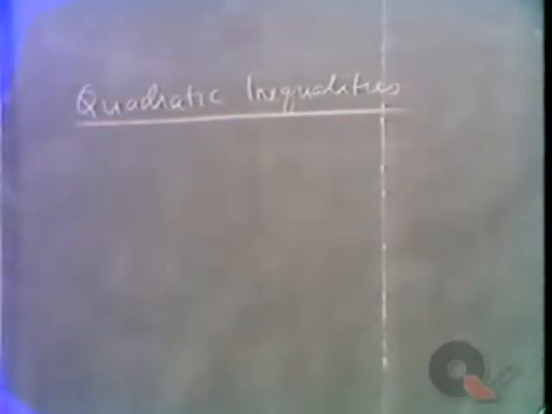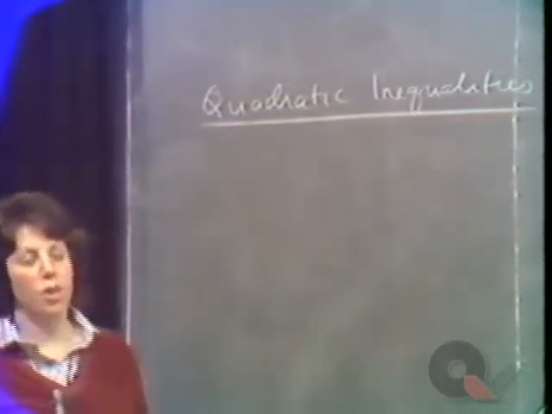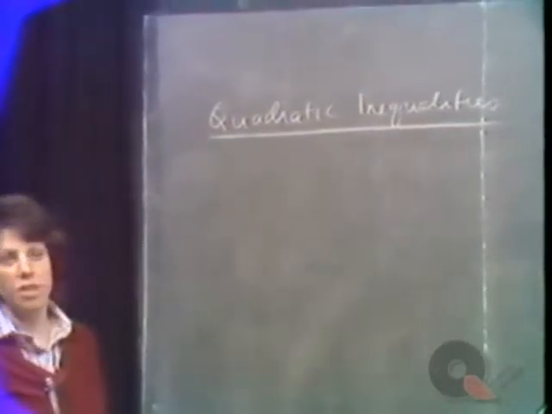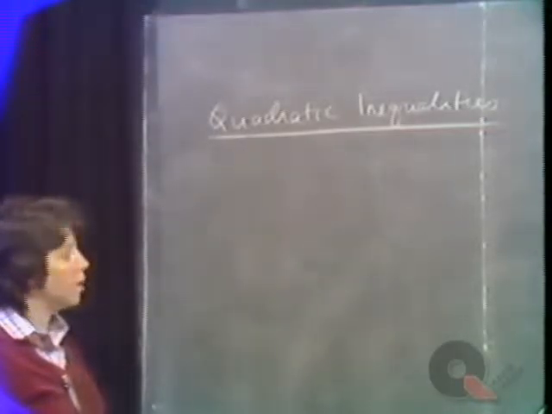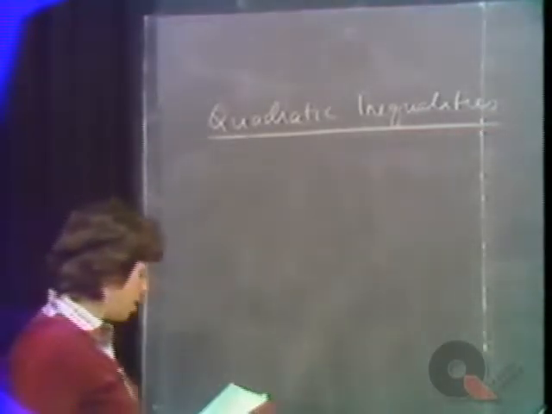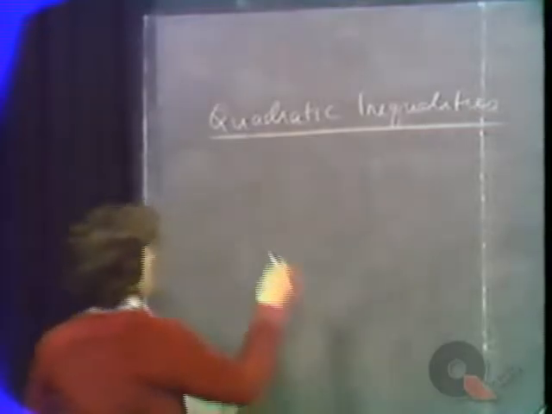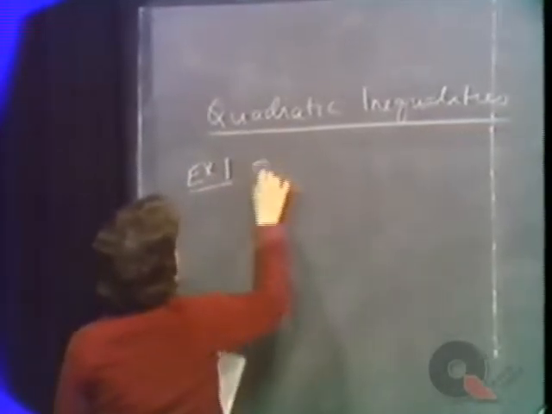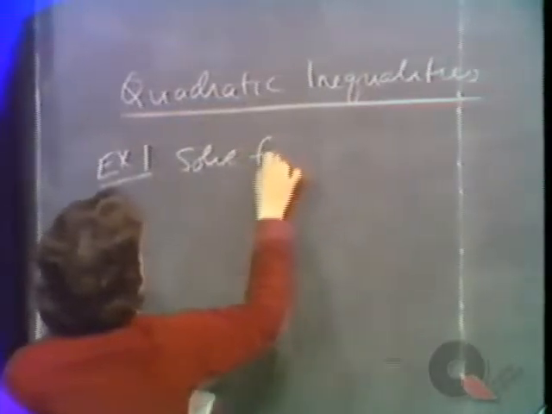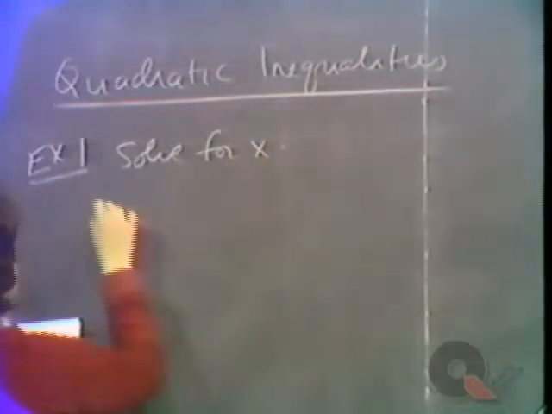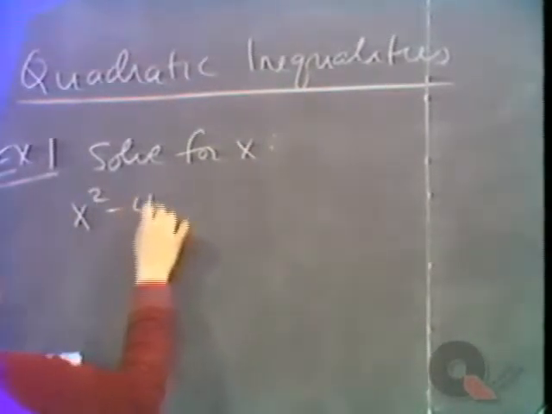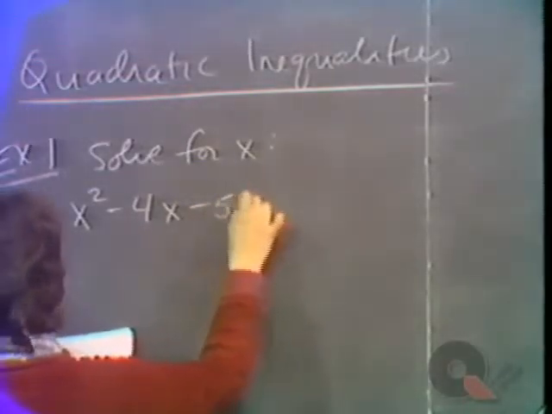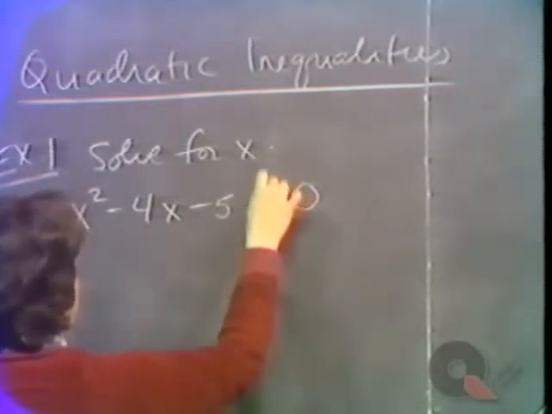In this video, we're going to learn how to solve quadratic inequalities. And we're going to be using the techniques that we developed for solving quadratic equations. The technique is best explained by means of an example. So let's start. Example 1, we want to solve for x. x squared minus 4x minus 5 is less than 0.